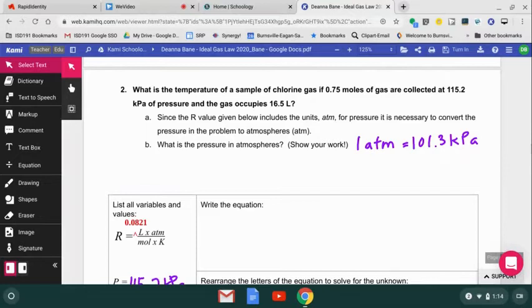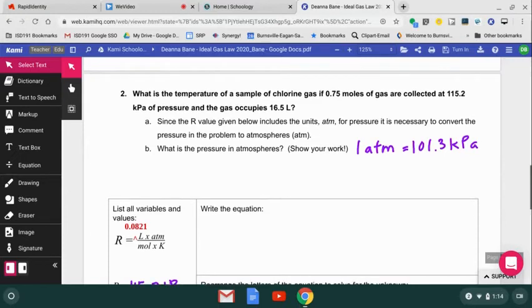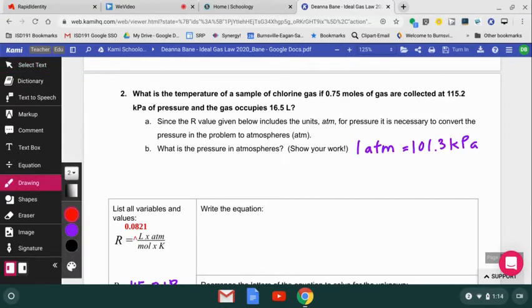The first thing I'm going to do is to go through the text and mark the variables that I recognize. So first of all, we see that temperature is mentioned right here. And then whenever we see moles, we know that's N. And then 115.2 kPa is the pressure. We haven't used kPa much, so you might not recognize that right away. And then, of course, liters would be volume.